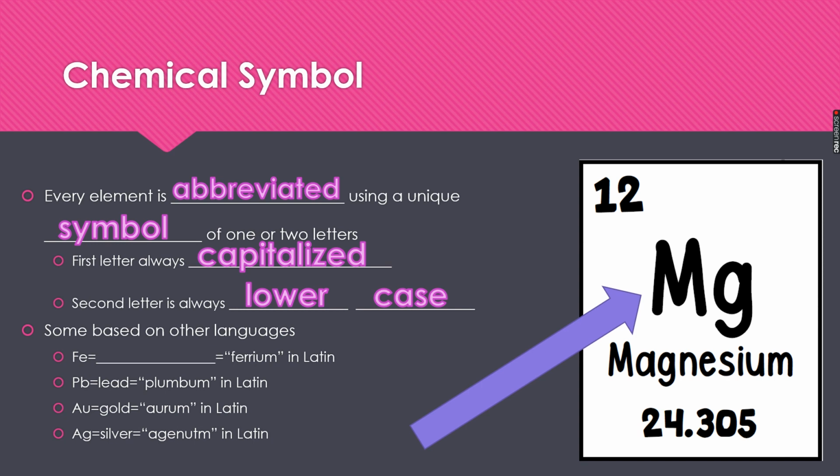Now, if you get a chance to look at a periodic table, you may notice that not all of the chemical symbols line up with the name of the element. So magnesium works because it's got an M and a G in it. But we have some others that don't really match each other. So for example, Fe stands for iron. Now what does Fe have to do with iron? Well, ferrium is Latin for iron, and a lot of our scientific wording, our vocabulary, our prefixes, and our suffixes come from the Latin language.